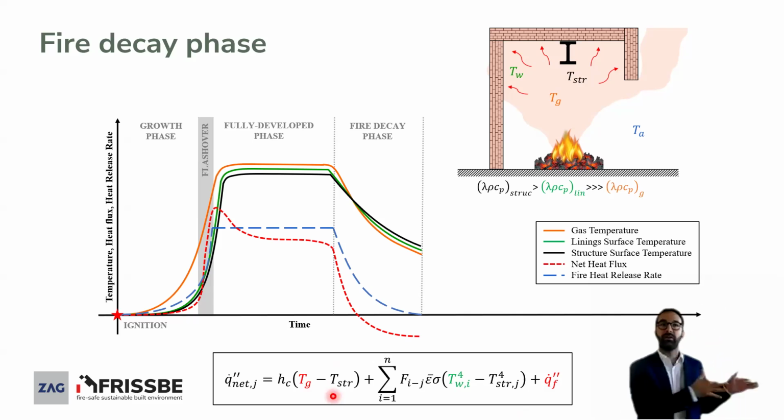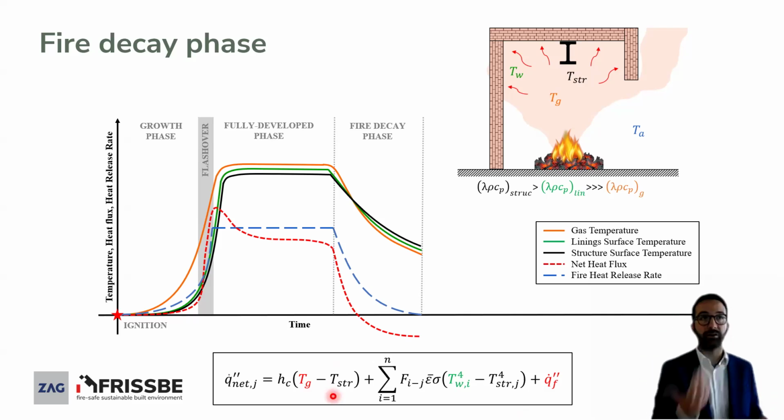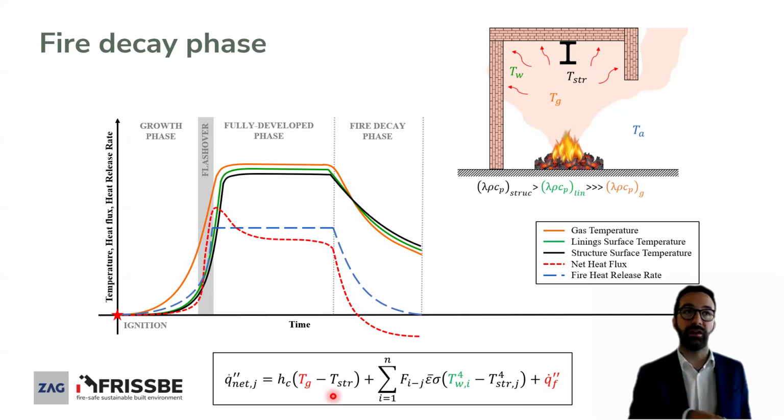So if you're trying to generalize this equation, you see here in terms of the convective term, you have the gases, and you have the structure that exchanges energy with the gases. And you can imagine that as soon as the temperature of the structure is higher than the temperature of the gases, this heat flux contribution becomes negative.